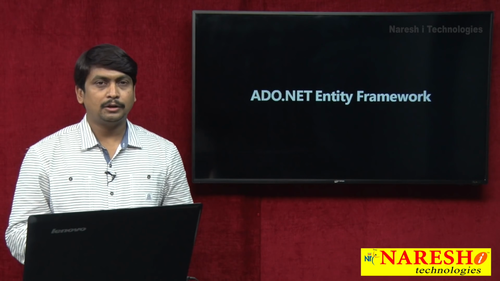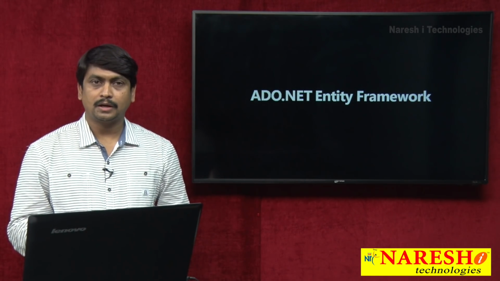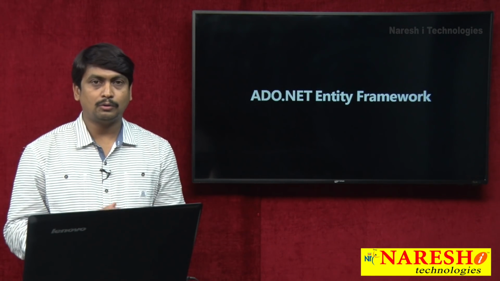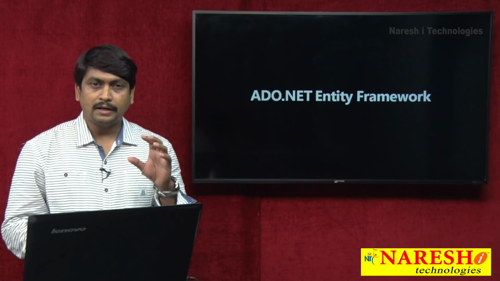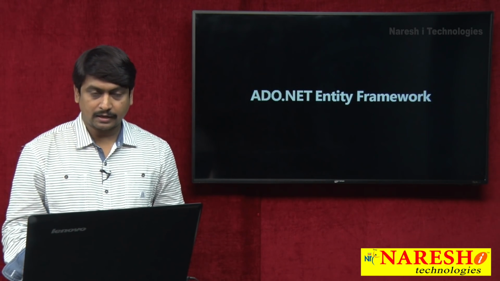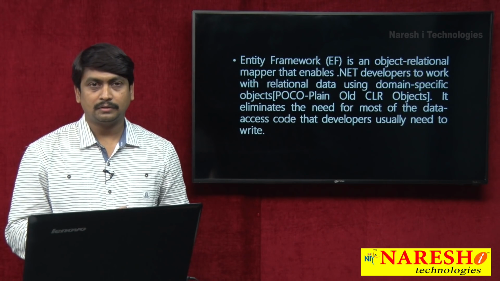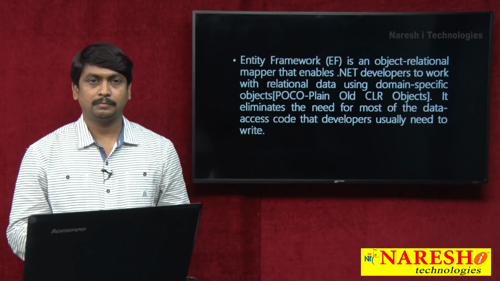So, what exactly is ADO.NET Entity Framework and what are its key features? Let us have an outline on that. Entity Framework is actually an ORM. ORM means Object Relational Mapper. The concept of ORM is that earlier in ADO.NET, .NET developers generally needed to write everything for the database. In order to interact with the database, they needed to query the database.